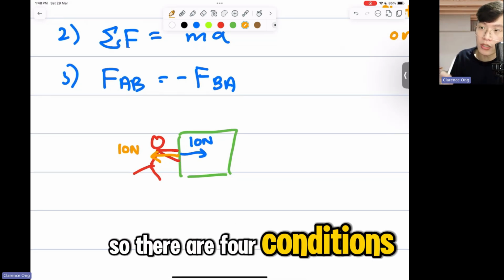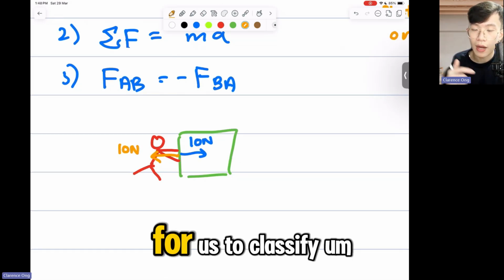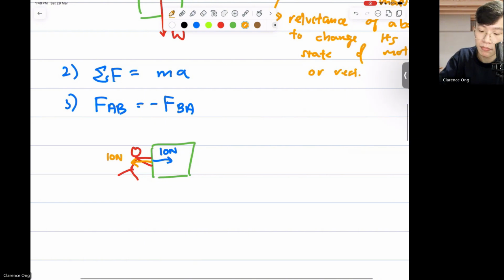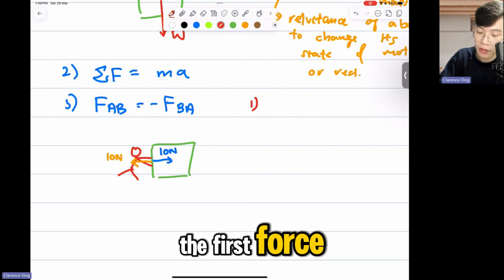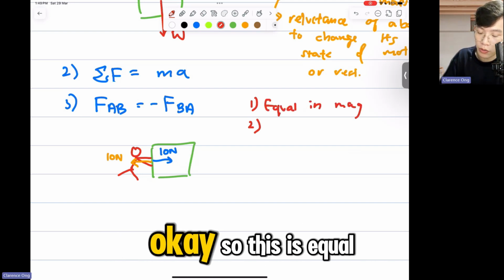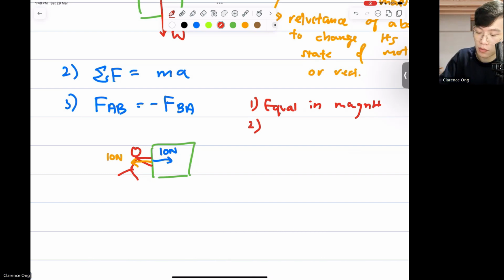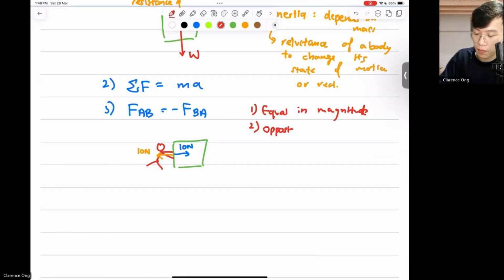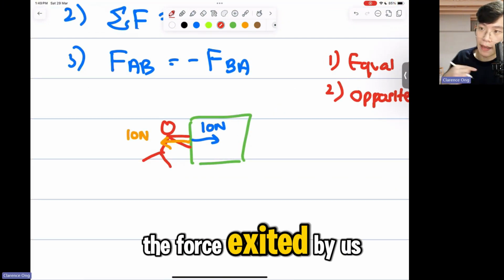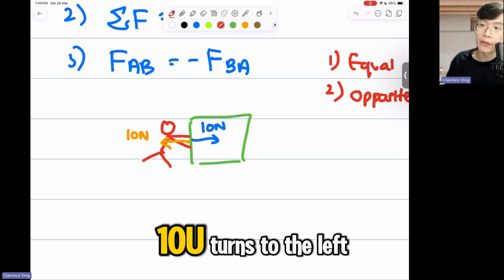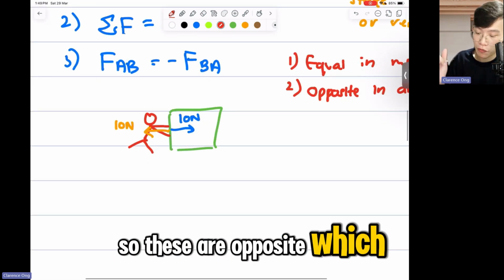Okay, so there are 4 conditions for us to classify two forces as an action-reaction pair. The first condition is that they must be equal in magnitude. They are both 10 newtons. The second condition is that they must be opposite in direction. The force exerted by us on the box is 10 newtons to the right, whereas the force exerted by the box on us is 10 newtons to the left. So these are opposite, which fulfills the criteria.